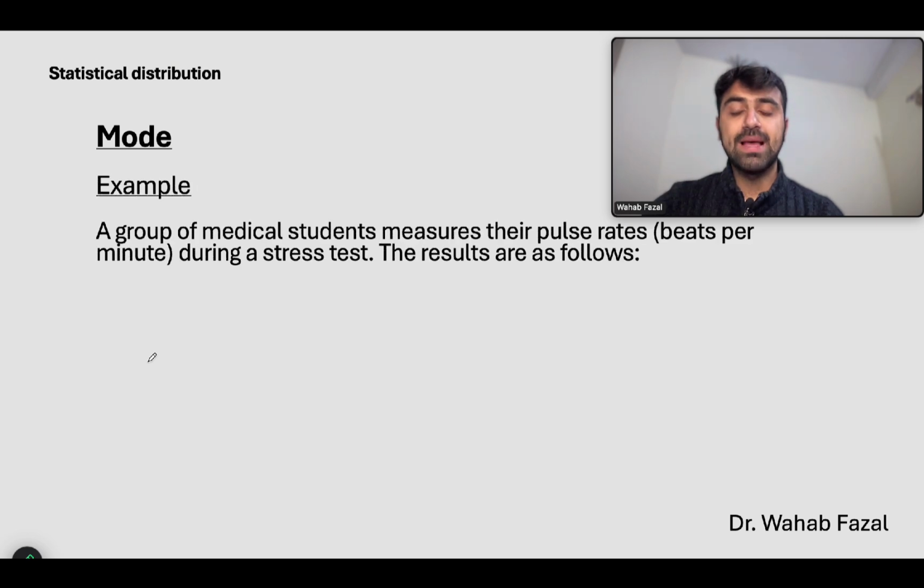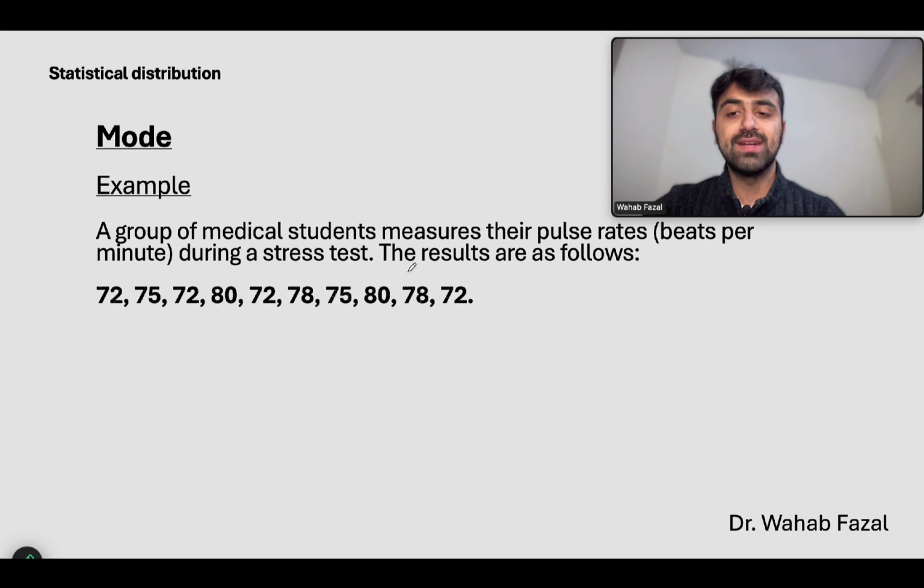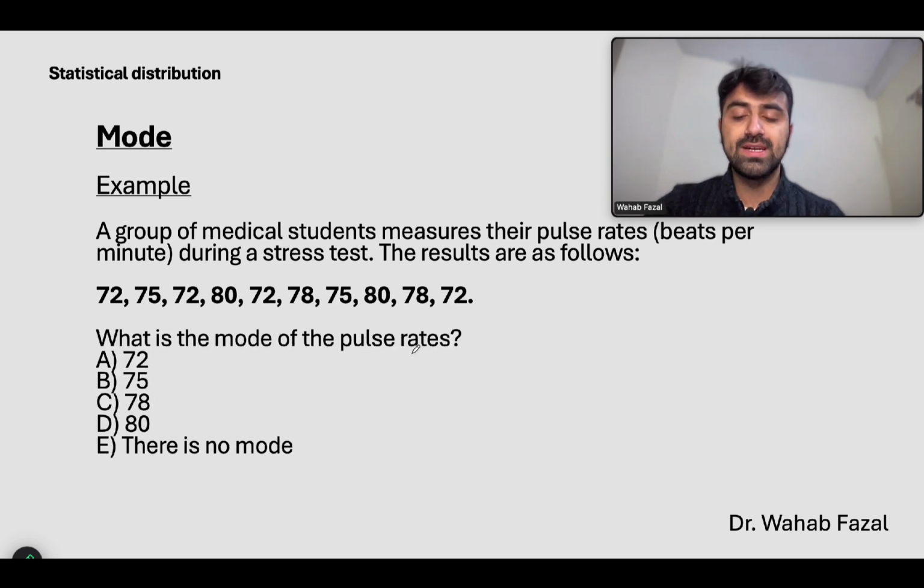So if you had to take an example, a group of medical students measured their pulse rates, beats per minute, during a stress test. The results are as follows. So here are all the values. And what's the mode of the pulse rates? So if you want to answer this question, we'll have to see how many times each number is repeated and what is the most common repeated number.